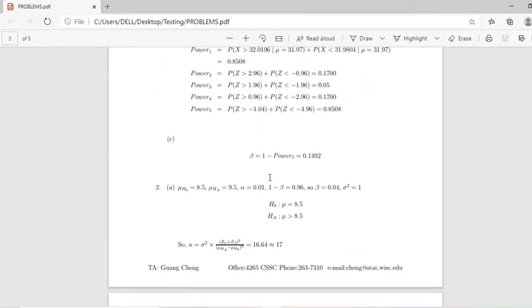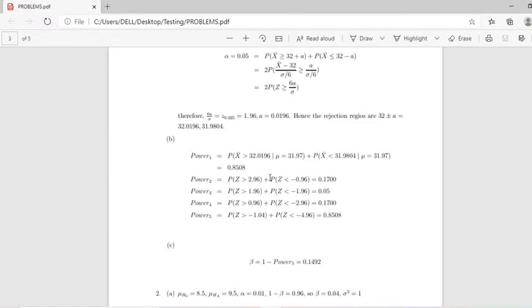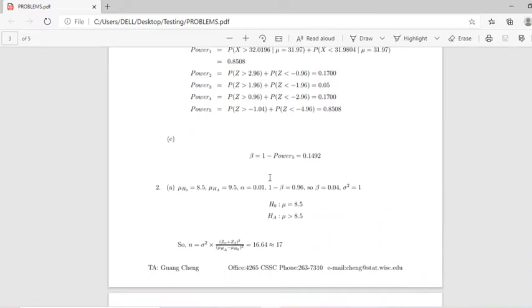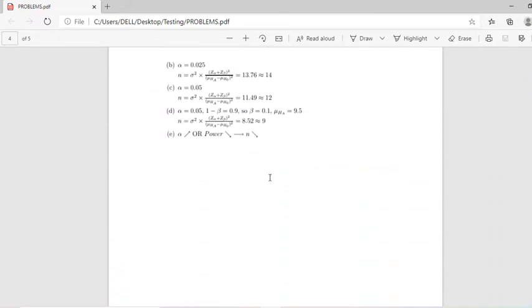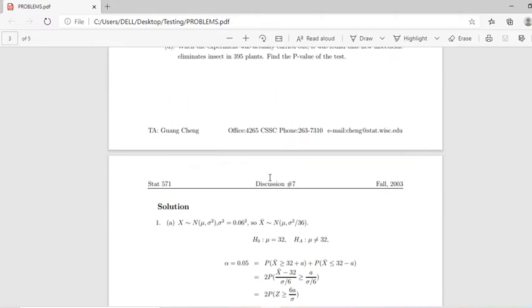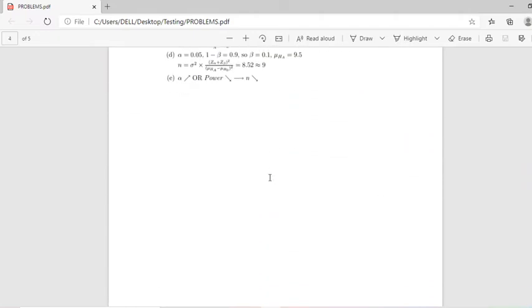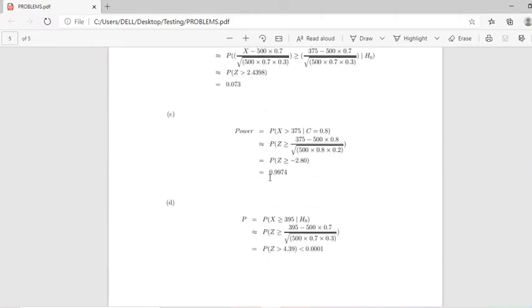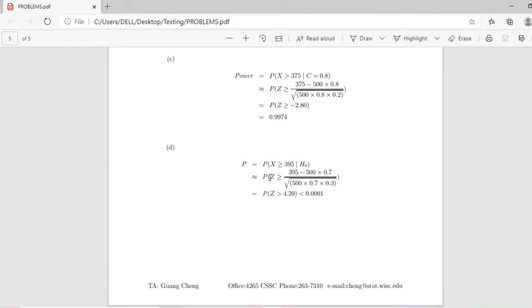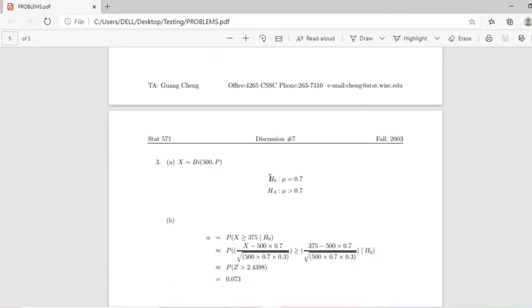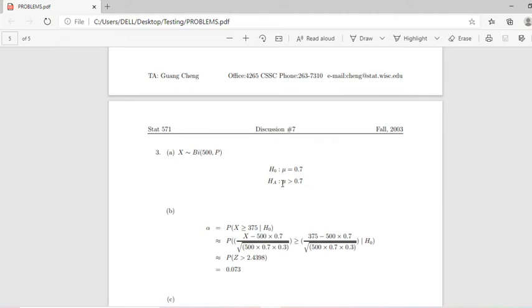So we will check the assumption: what is the assumption? Mu is equal to 0.7 against mu greater than 0.7. If the new insecticide is effective, then the rate will be greater than 0.7.